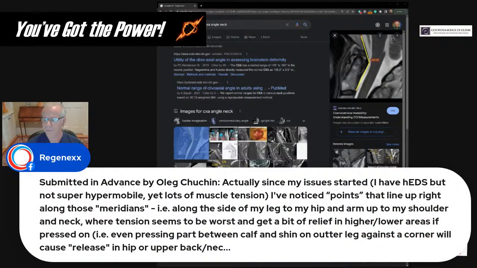Actually, since my issue started, I have hEDS, but not super hypermobile yet. Lots of muscle tension. I've noticed points that line up right along those meridians, along the side of my leg, to my hip, and my arm, and out to my shoulder and neck, where tension seems to be worse, and a little bit of relief in other areas if pressed on. Even pressing part of the calf and shin on the outer leg against a corner will release in the hip or upper back. So I wouldn't call those meridians.